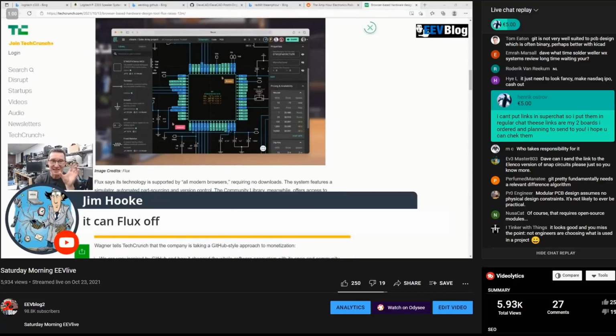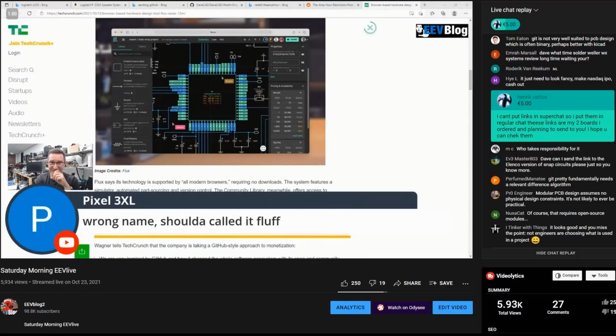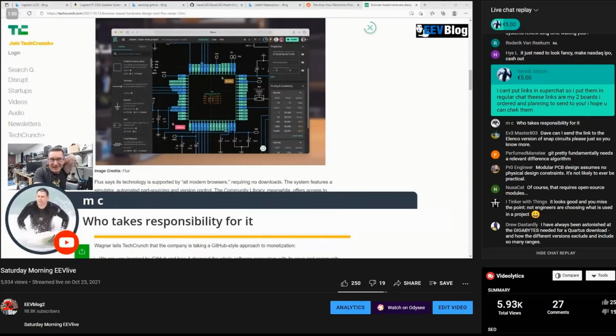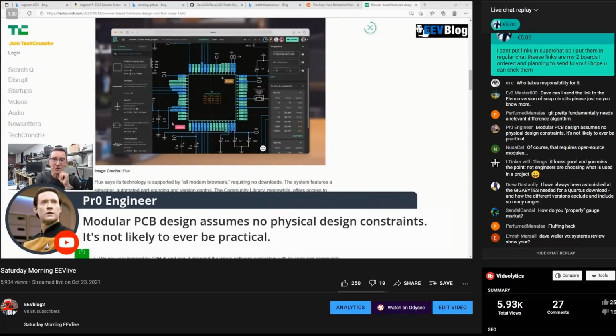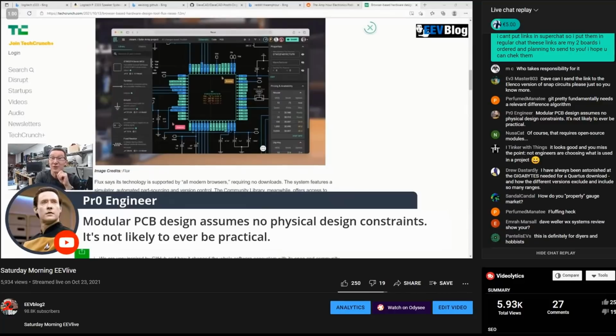But I think this is a classic case of them overestimating the market for this, and their investors too. Should have called it fluff. Who takes responsibility for it? Yeah. Modular PCB assumes no physical design constraints. It's not likely to ever be practical. Yeah, it's never going to be practical.